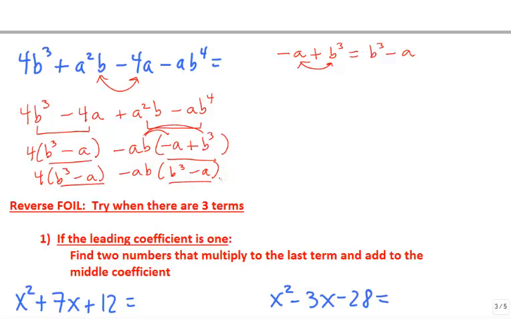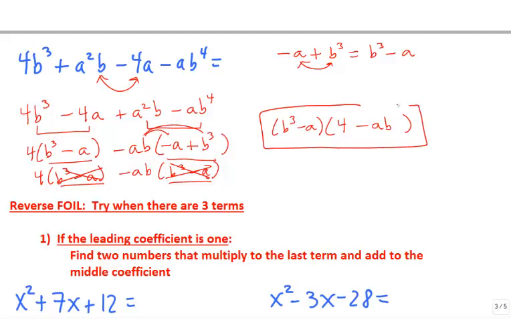So now that they finally match, I can pull it out, and in a second set of parentheses, these are both gone, and I will be left with my 4 and my minus ab. And so after all of that work, here we finally have our factored answer.